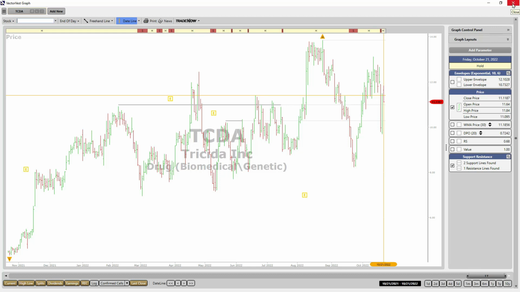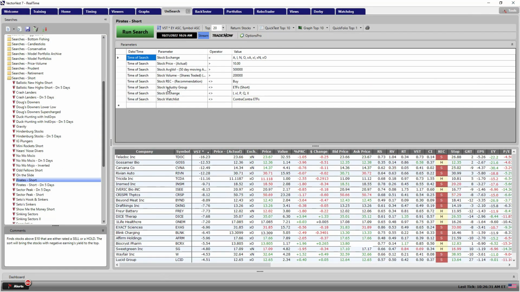Well, let's go back to our Unisearch. Now, one of the things that I like to do is I like to look for stocks that are moving down over the course of the year. And this is something that you can filter right into your Unisearch.